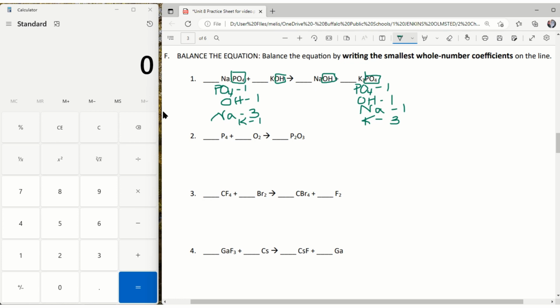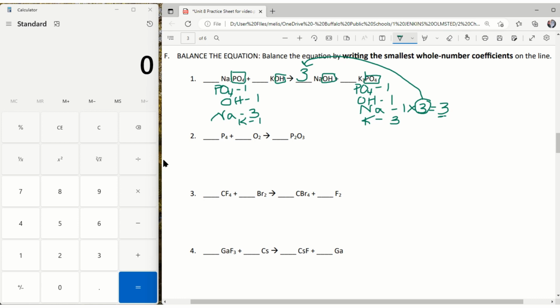Well, I have 3 on this side and 1 on this side. Here's the thing. We can only fix it by multiplying, okay? Like I can't divide this by 1 and make it smaller. All I can do is multiply. So I'm going to want to multiply this sodium times 3. That would balance it, right? So what do I do with this 3 that I multiplied by? I'm not looking at the answer. I'm looking at what I multiplied it by. I bring it up here and I put it in front of the Na compound as a coefficient.